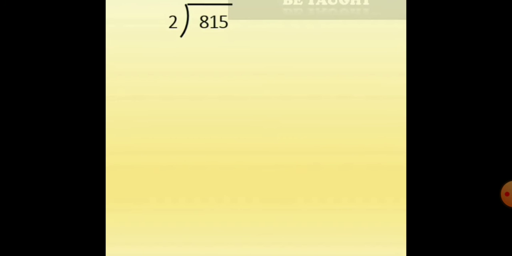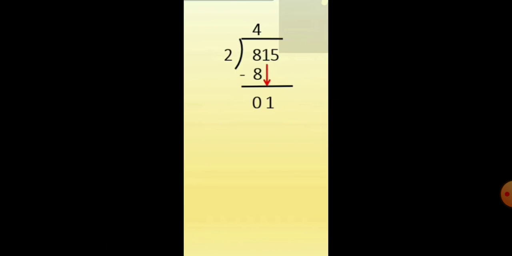So let us move to the second question, that is 815 divided by 2. Again we will start with the single digit number, that is 8. So first I will take 8. How many are 8 in the table of 2? Yes, 2 4s are 8. So 8 minus 8 is 0. As I get the remainder 0, I will move to the next number, that is 1. So 1 I carried down.